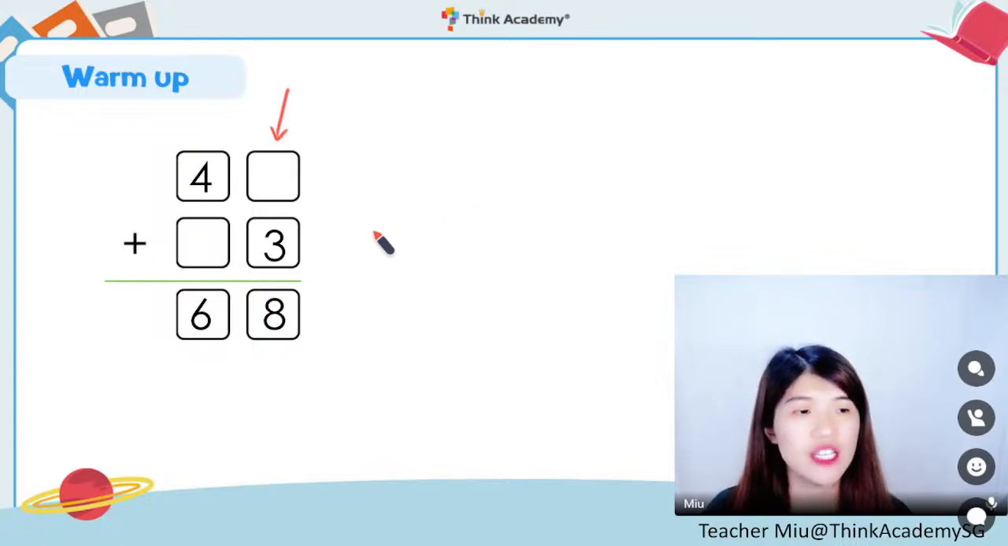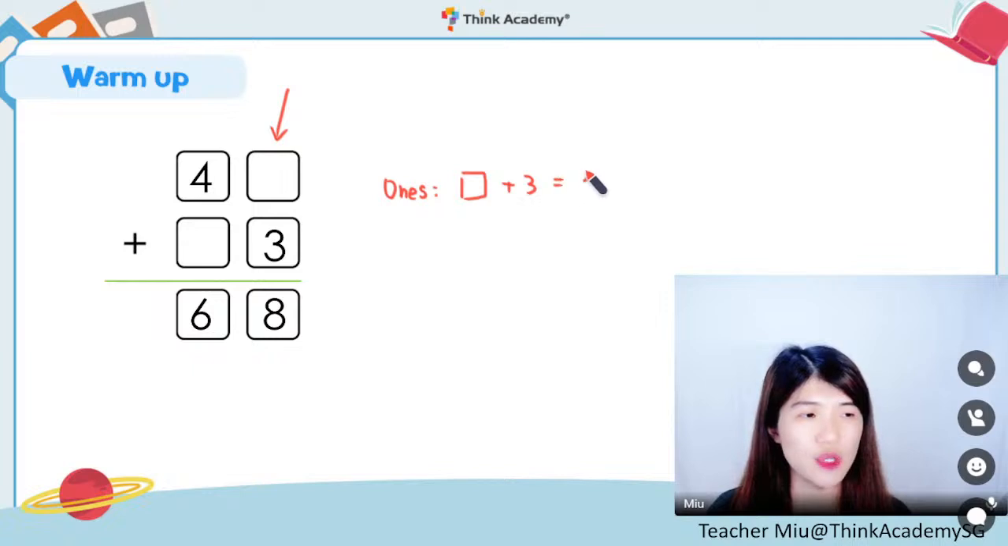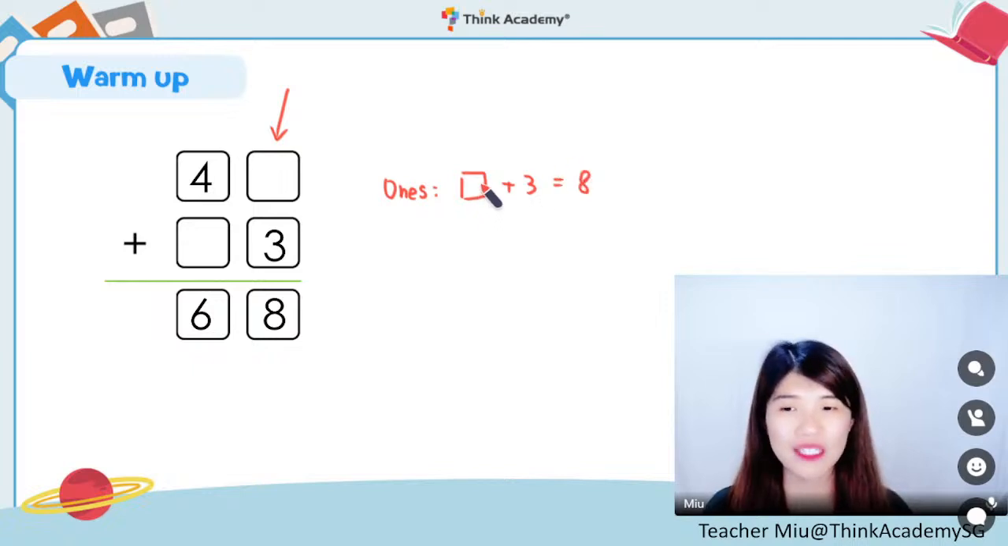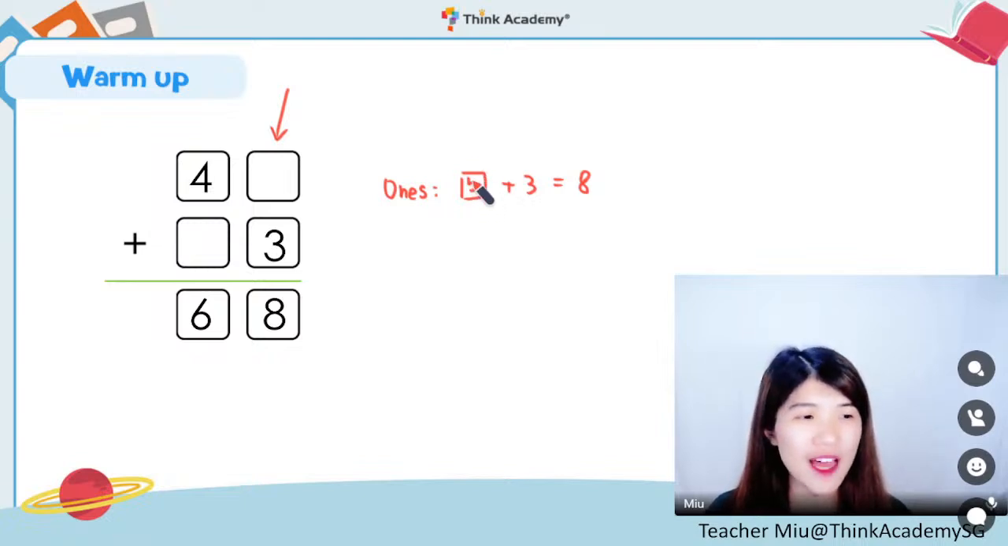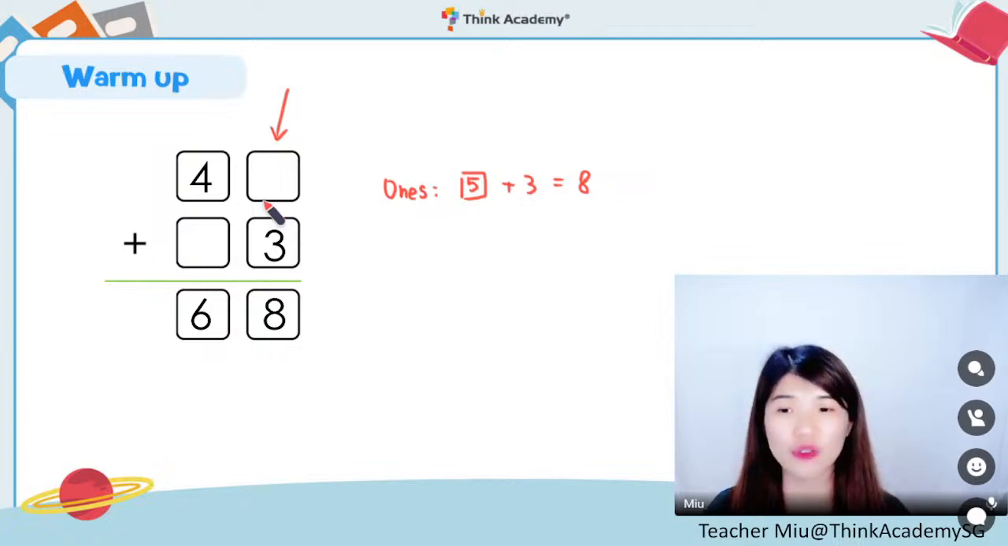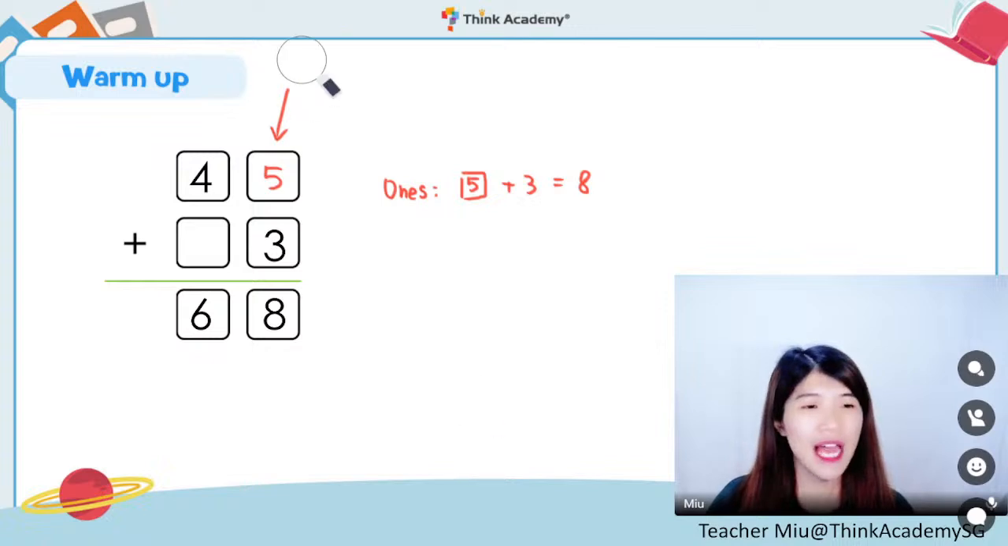Alright, so let's take a look at the ones place for this puzzle. For the ones place, that is a number plus 3 that gives you 8. So what is that number in the ones place? Well done. That must be 5, because 5 plus 3 gives me an 8. So here, that must be a 5. Well done, dear. I can see your answer. Excellent. Good. And what about the tens place?